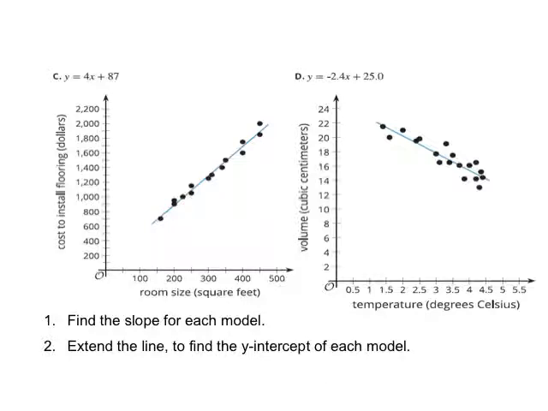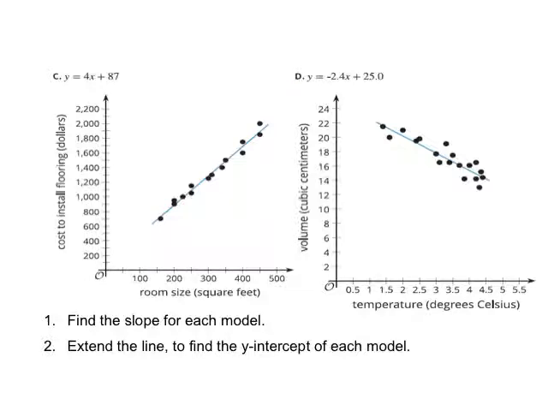Okay, your answers are as follows. For model C, the slope is 4 and the y-intercept is 87. The slope means for each 1 square foot more in room size, the cost to install flooring goes up $4. And the y-intercept says if the room size is 0 square feet, the cost to install flooring is $87. A lot of times the y-intercept does not make sense.